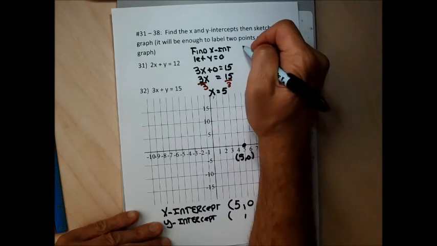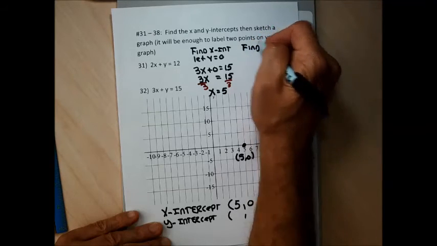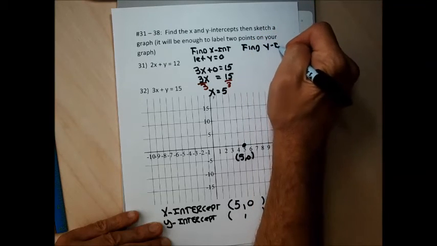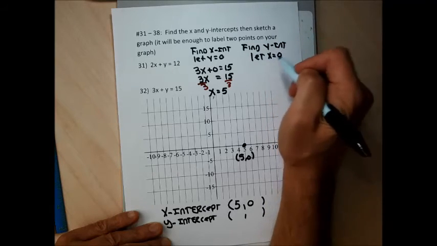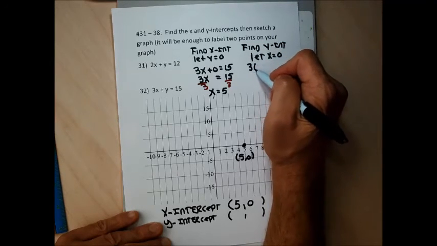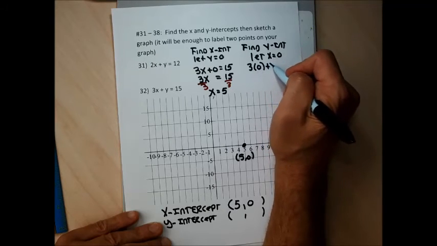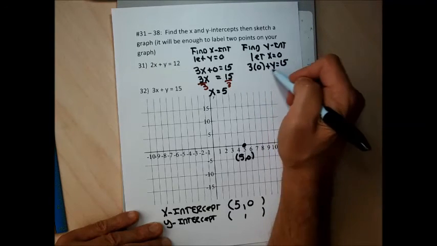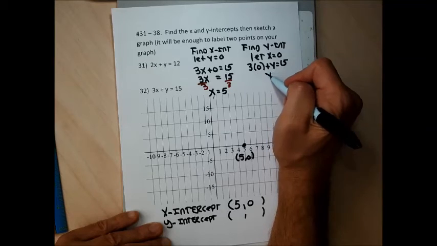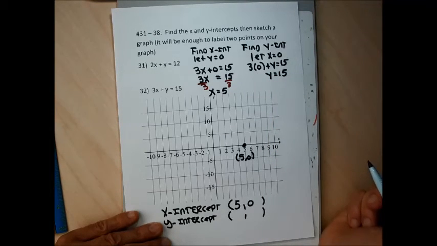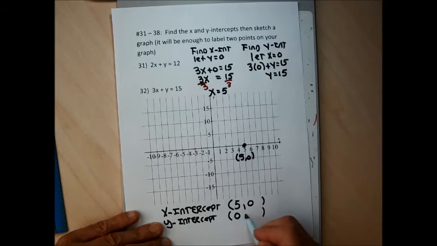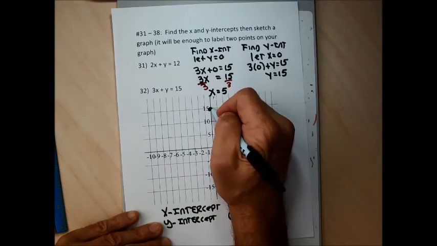Now I'm going to find the y-intercept. I find the y-intercept by letting x be 0. So for problem 32, 3 times 0 plus y equal to 15. That's going to give me 0 plus y equal to 15, which will give me y equal to 15. Y-intercepts always have 0 as their x, so I'm going to write the point 0, 15. I'm going to plot the point 0, 15.